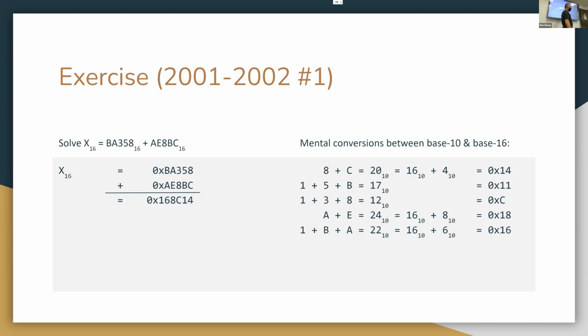In decimal, it's 24, right? But 24 is 16 plus 8, right? So that becomes 18 in hexadecimal. So to do this addition of two hexadecimal numbers, you basically have to do this conversion back and forth all the time, right? Between hexadecimal and decimal, between base 16 and base 10. You have to do this conversion back and forth all the time, right?